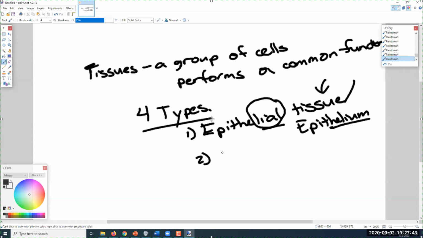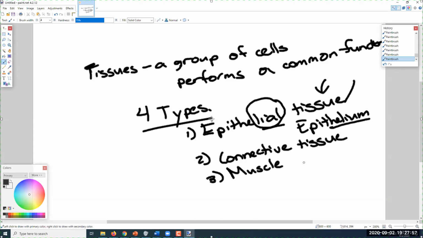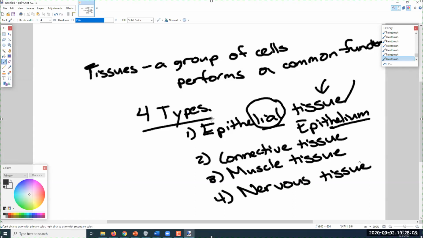The second type is connective tissue. Okay. And the third type here is going to be muscle tissue. And the fourth one is going to be nervous tissue. Okay. And each one has its own function. Depending on which type of epithelial tissue, they'll have different types of functions. Depending on which type of connective tissue, they'll have its own function and so on and so forth.